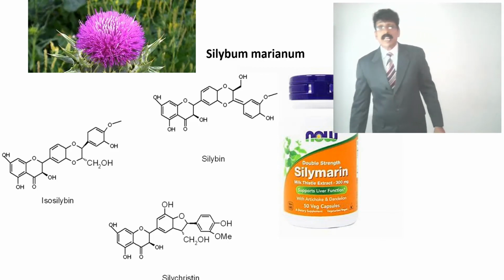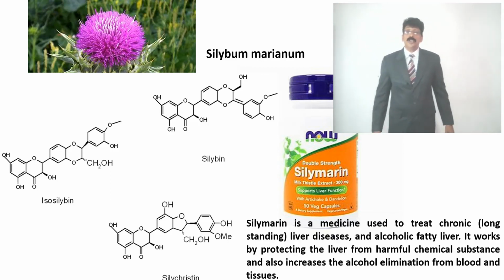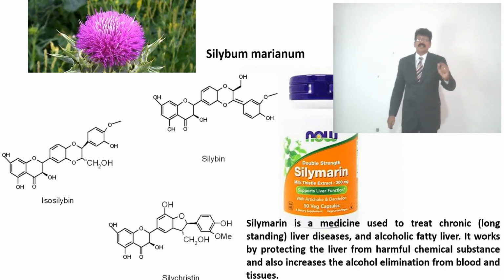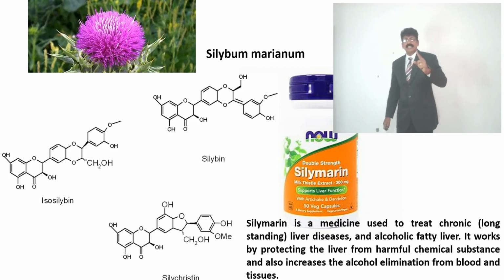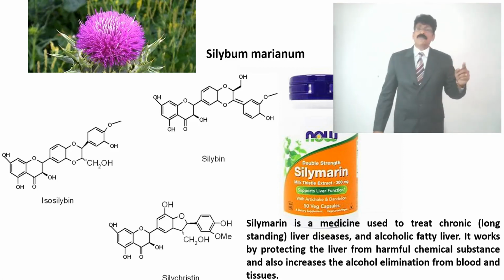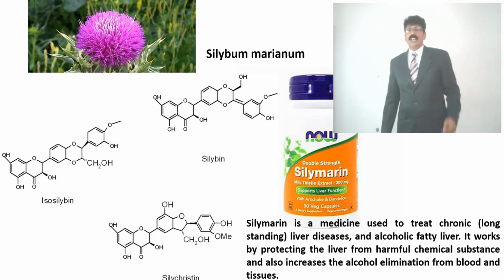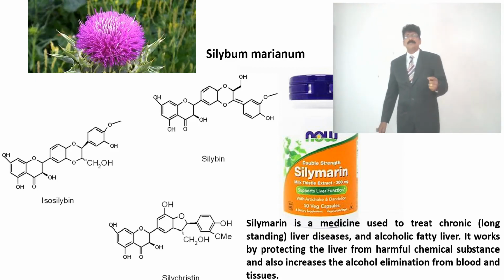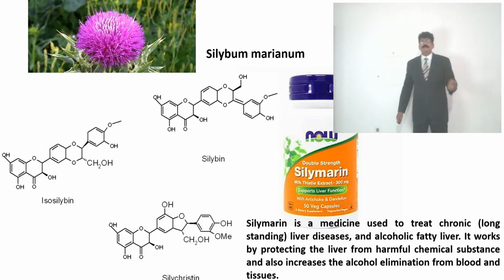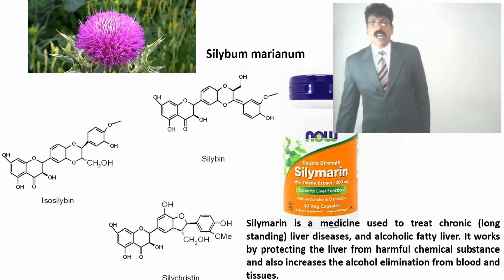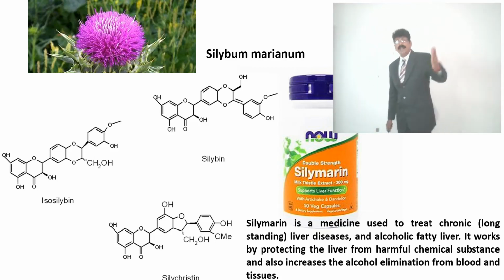So the structural illustration, I just want to show you. Silymarin has medicinal use in the treatment of chronic, long-standing liver disease. You see, it is used for liver disease. Most alcoholics have cirrhosis in the liver, and alcoholic fatty liver can be treated by means of this Silymarin. It works by protecting the liver from harmful chemical substances, and also increases alcohol elimination from the blood and the tissue.